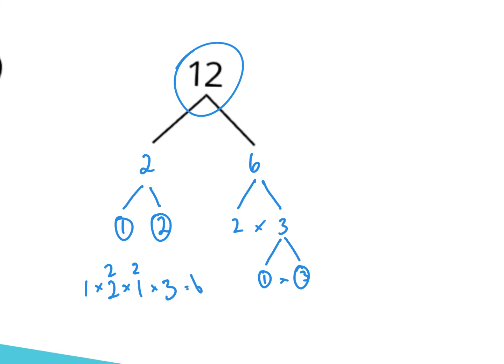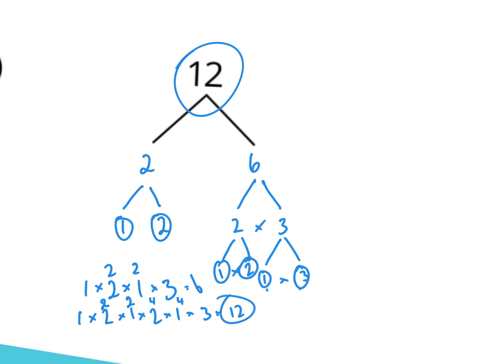So I've missed out on some, okay? Where have I missed out on it? Well, just here. 1 times 2. So I've missed out on a 1 times 2 because now if I look at my numbers again, 1 times 2 times 1 times 2 times 1 times 3. Okay, 1 times 2 is 2. 2 times 1 is 2. 2 times 2 is 4. 4 times 1 is 4. And 4 times 3 equals 12.